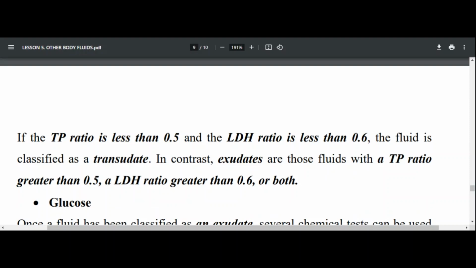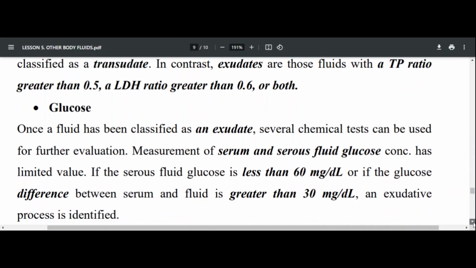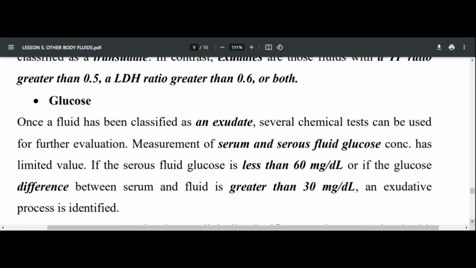But in contrast, when exudates are suspected, you'd see that the total protein ratio between fluid and serum is greater than 0.5. So you can test both the specimens, quantitate protein, and then calculate the ratio. If it is greater than 0.5 and the LDH ratio is greater than 0.6, then this will normally classify the specimen as exudate. Then the physician will be able to know what is going on after you have classified the specimen as a transudate or exudate.